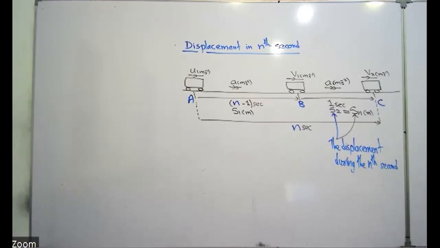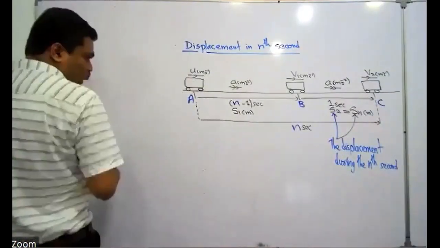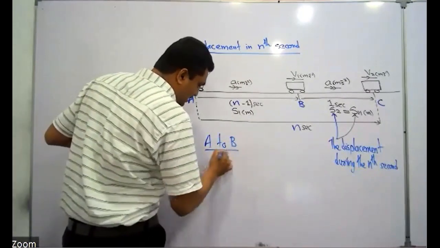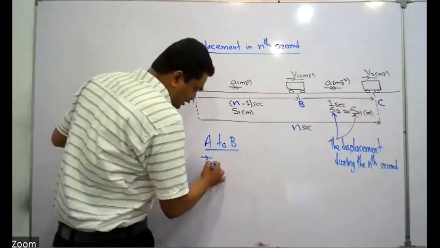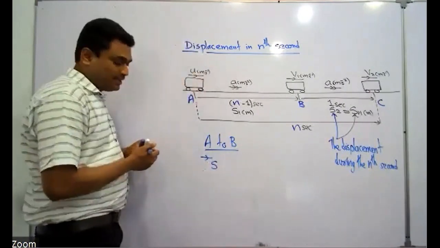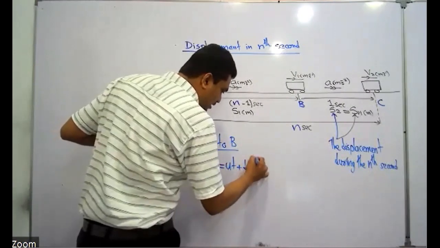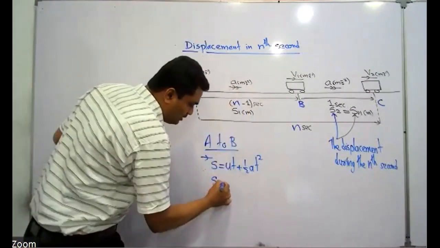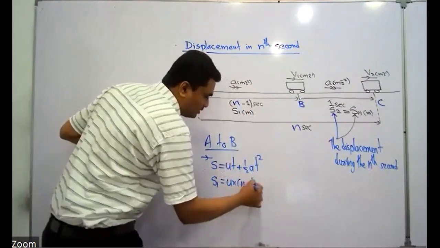Right. So what should we do next? We'll apply the equations that we know. A to B. Look at the board. Do not write anything. Just look at the board. I promise I will not erase anything. A to B. I apply the equation, indicating the direction because I am working with vectors. S equals ut plus half at squared. A to B displacement is S1, initial velocity u, time is n minus 1.